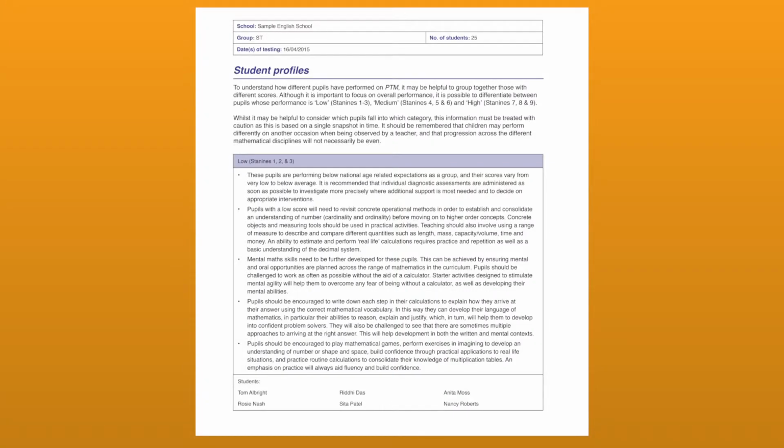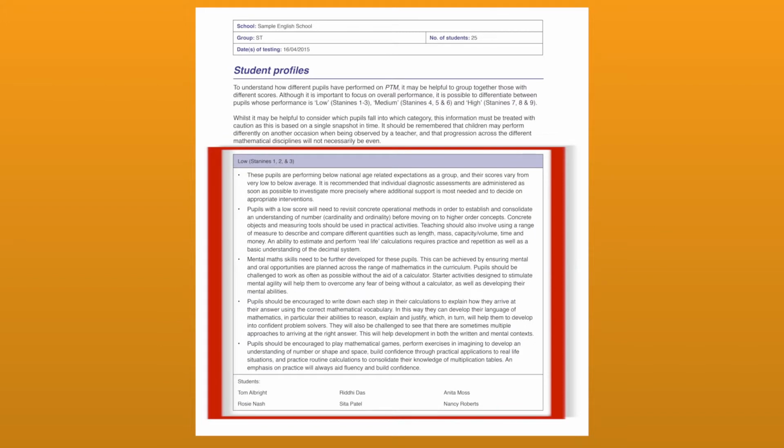Next, we're looking at the student profiles page, also in the group report. The student profiles group students into different stanine bands with suggestions for teaching and learning for each group. Students are grouped into low-performing, average and high-performing with guidance for teaching these groups. This can help you organize small learning groups for targeted intervention or mixed groups for peer-to-peer teaching and learning.